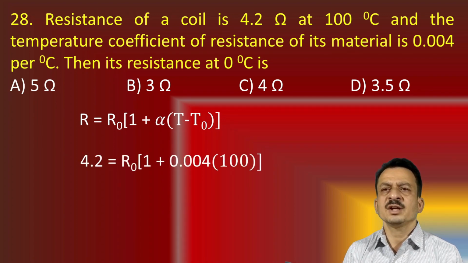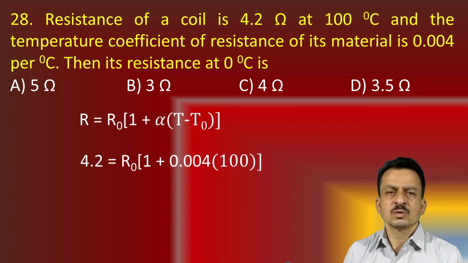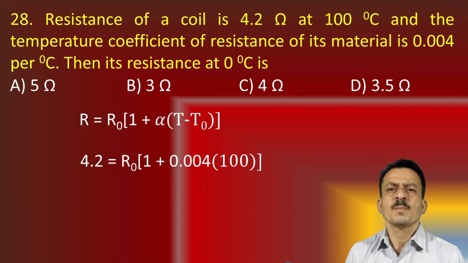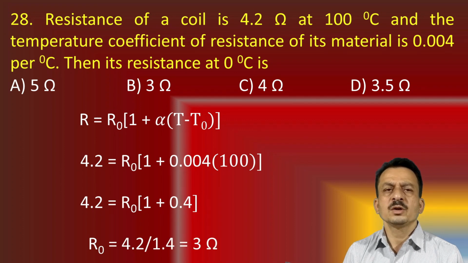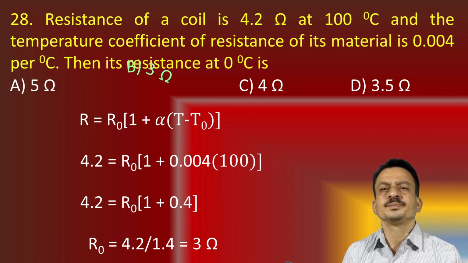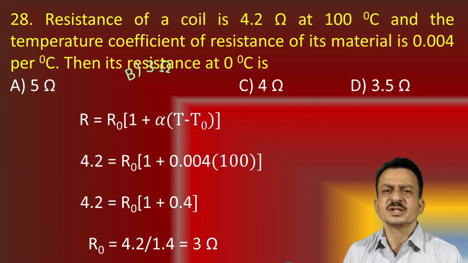Now substituting, R is given at 100 degree as 4.2, R naught we have to work out, alpha is given as 0.004, and T minus T naught: T is 100 degree Celsius and T naught is 0 degree Celsius. 100 minus 0 is 100. Now 100 into 0.004 is 0.4. Therefore 1 plus 0.4 is 1.4. Therefore R naught is equal to 4.2 divided by 1.4, that is equal to 3 ohm. Therefore resistance at 0 degree Celsius is 3 ohm. So B is the answer, 3 ohm.